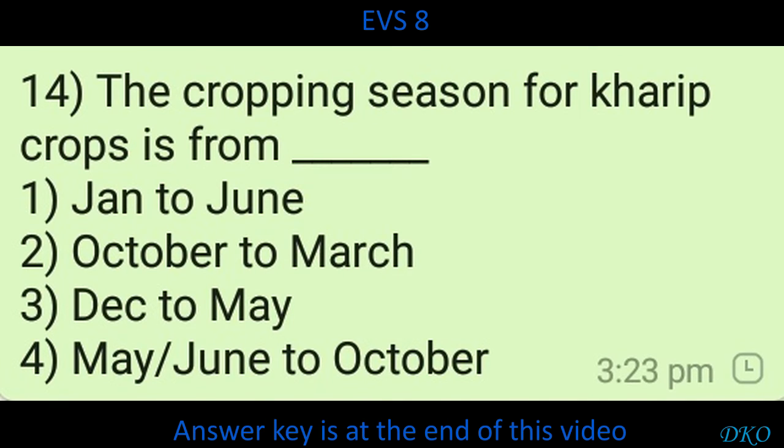Question number 14. The cropping season for kharif crops is from dash dash. Option number 1 is January to June, option number 2 is October to March, option number 3 is December to May, and option number 4 is May or June to October.